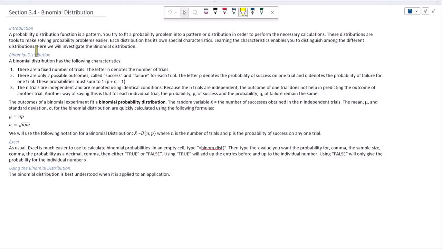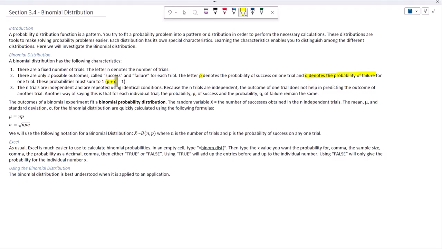With binomial distributions, we've got a number of trials. N denotes the number of trials. And then we have successes or failures. P is usually used to denote the probability of success, and Q, the probability of failure. And success and failure aren't necessarily good or bad like they typically are, but they're just the outcomes. Something can succeed, and that could be it works or it doesn't work.